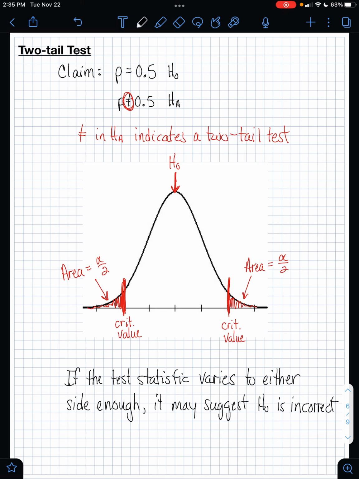So we need to know which kind of test we're dealing with: a left tail test, a right tail test, or a two-tail test. And they are all indicated by which symbol is in the alternative hypothesis.